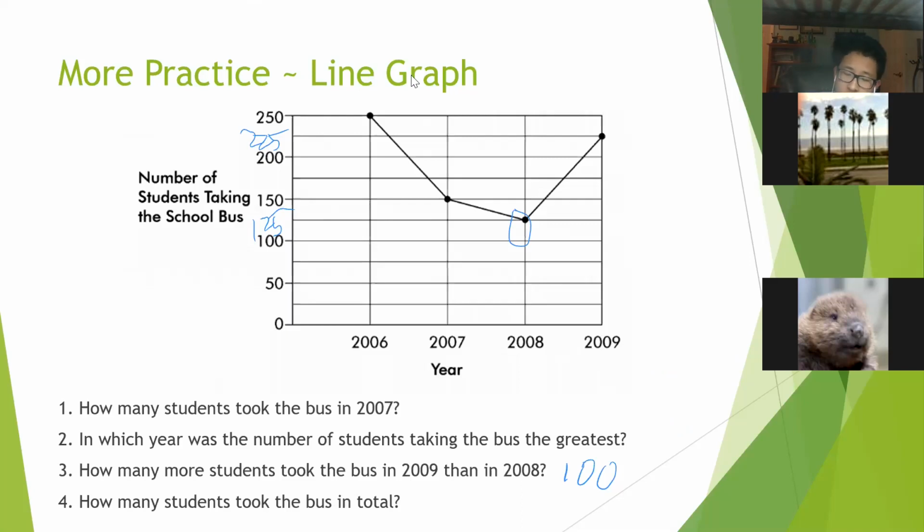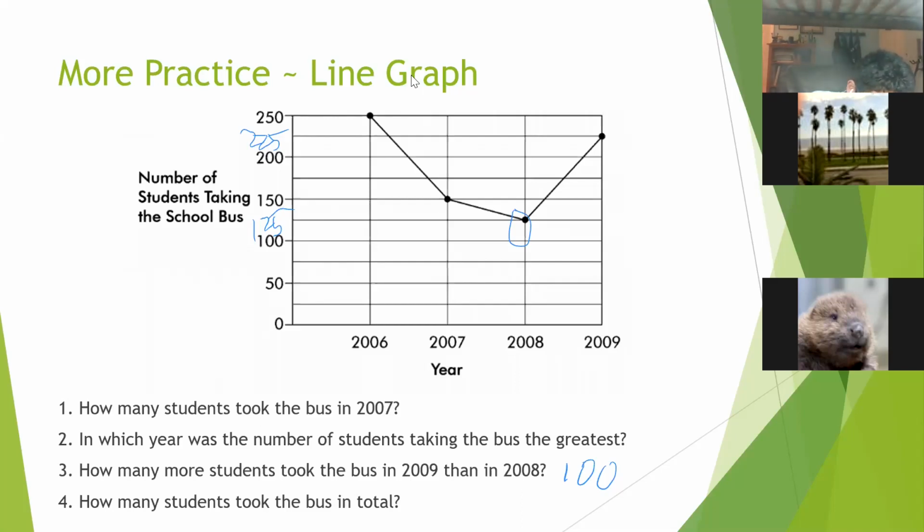Actually, now I see a lot of you guys are also done with number 4. So I'll just do number 4 for you. How many students took the bus in total? What this question's asking you to do is to add all of the values in the graph combined.